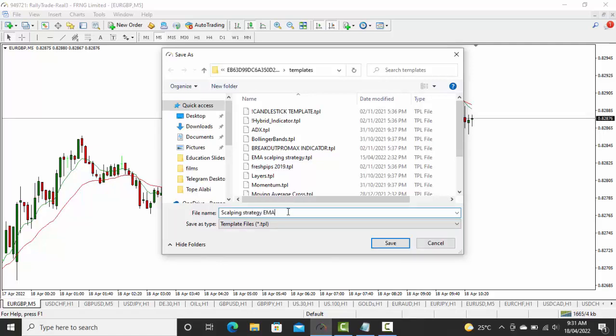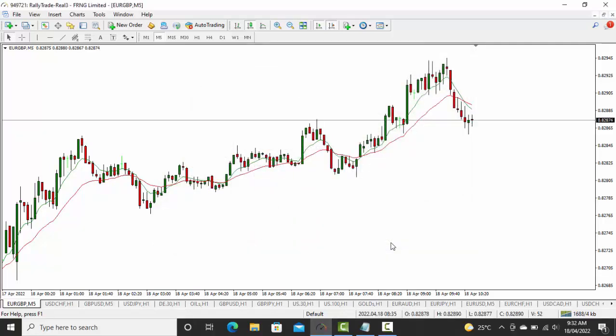So that's the only thing I will adjust. I won't touch the save as type so as not to move the file from where I intend to save it to another portion of the MT4. So I leave every other thing, only adjust the file name, then I tap on save. That's it. So any other time I need this particular strategy, I just go to my templates and then I click on it and this comes up on my chart immediately.